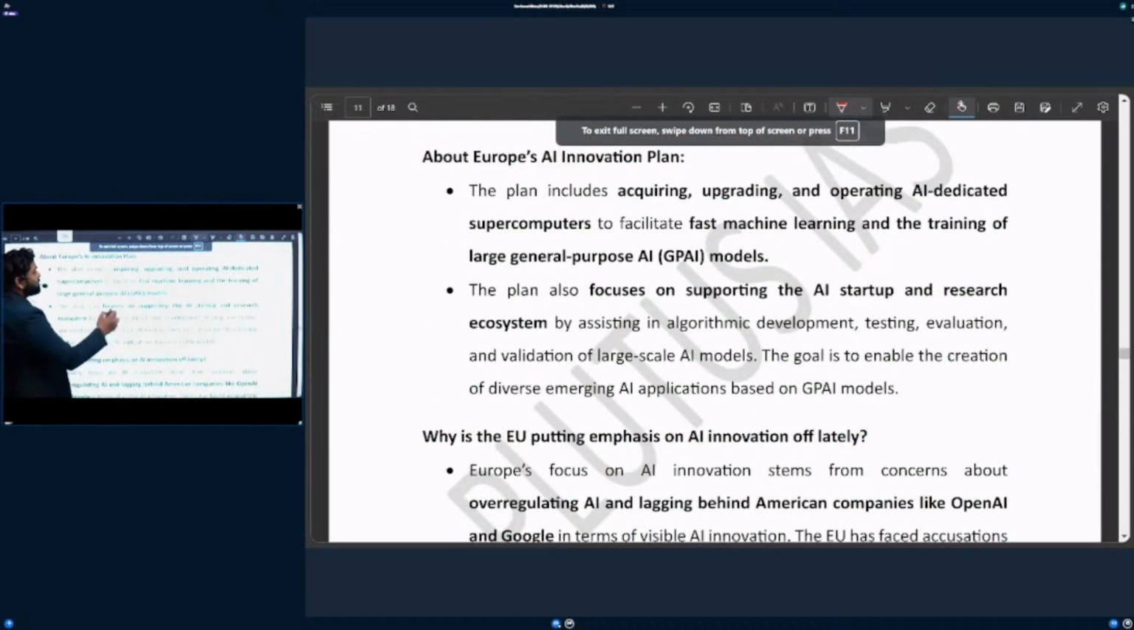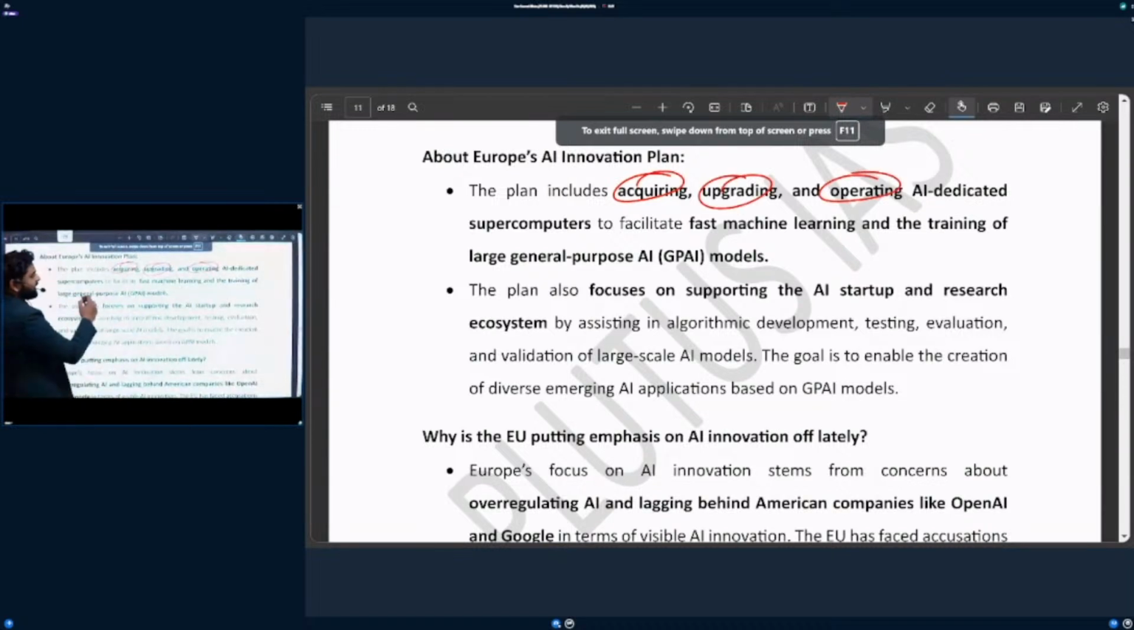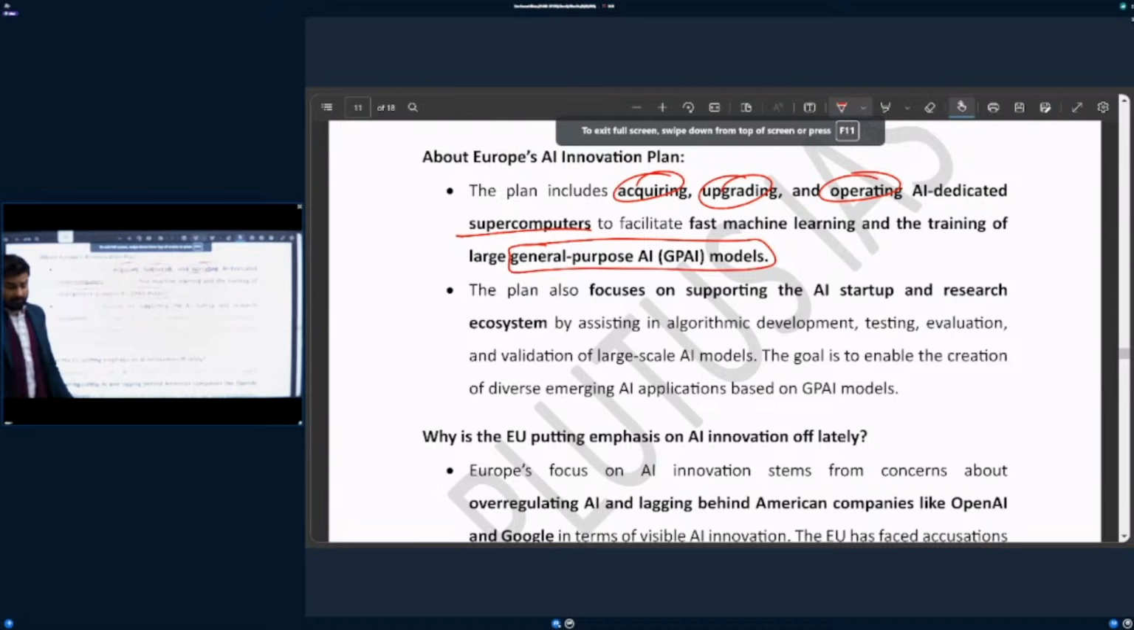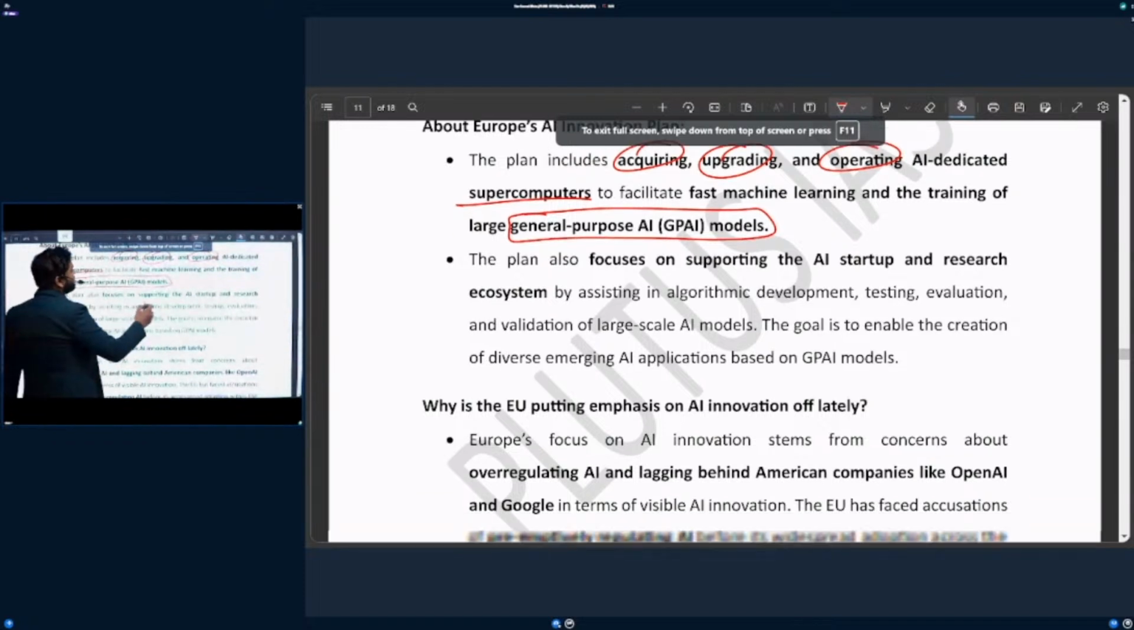The plan includes acquiring, upgrading and operating AI dedicated supercomputers, training of general purpose AI मॉडल्स. अब एआई आपको पता है हर चीज में इस्तेमाल हो रहा है आजकल. जैसे चैट जीपीटी हो गया, इवन स्नैपचैट वगैरह में जो फिल्टर्स होते हैं, दे आर ऑल एआई बेस्ड, which look at the facial feature and accordingly convert it to something else. The plan also focuses on supporting AI startups and research ecosystem.